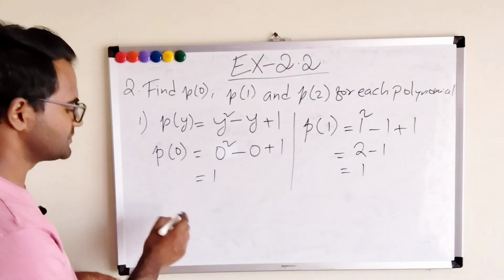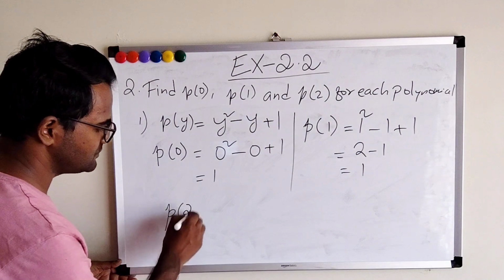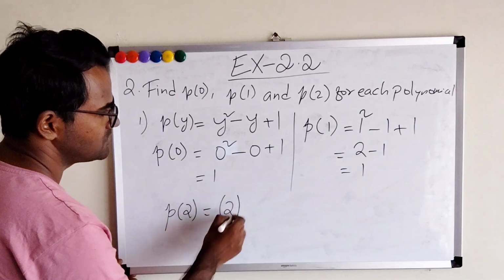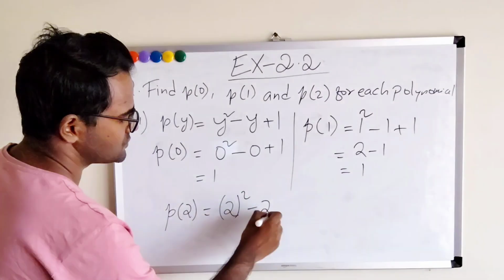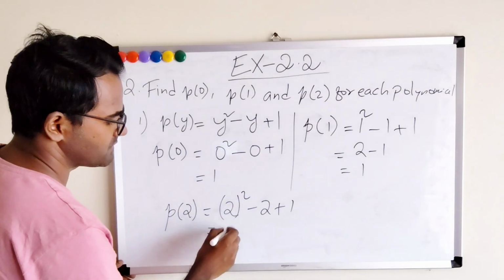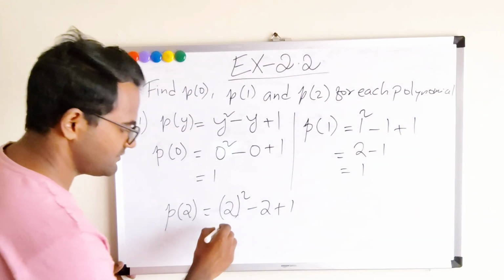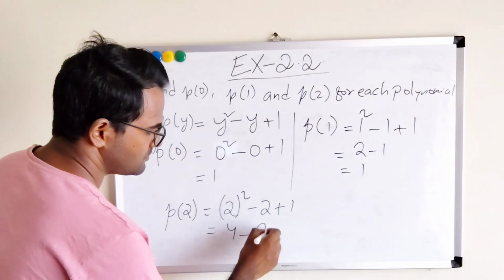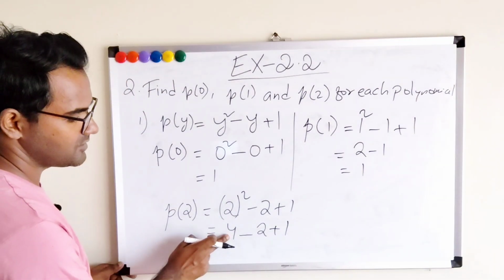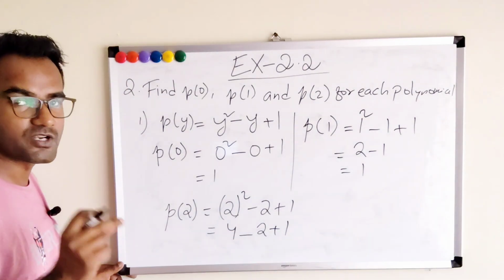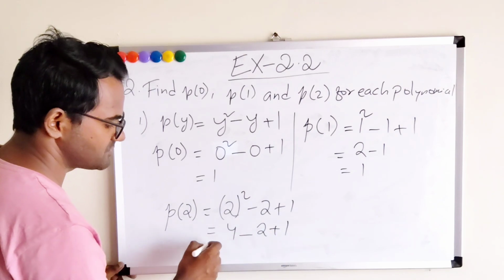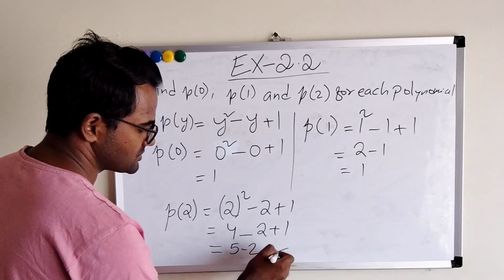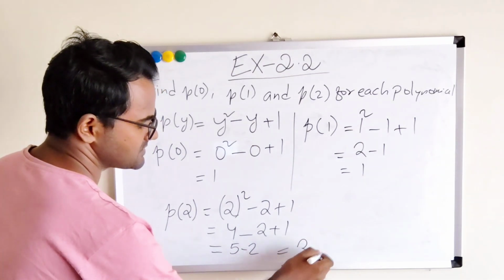We will do the p of 2. So when we are doing p of 2, which means in place of y you are going to write 2. So 2 square minus 2 plus 1. So 2 square is how much? 2 square is 4, right? 4 you get here, minus 2 plus 1. Now 4 and 1 are positive, so 4 plus 1, how much you get? You get 5. 5 minus 2, what you get? You get equal to 3, right? So this is your answer.